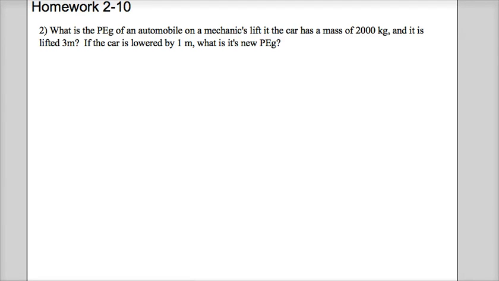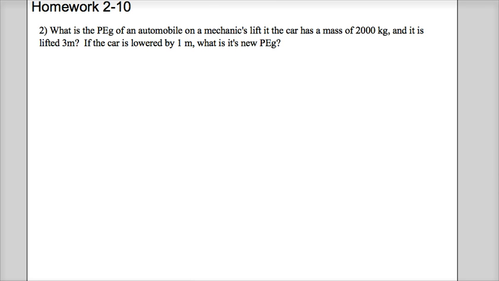This is problem number 2. Let's see. We're still working on power and work. This problem is reading: what is the potential energy as a result of gravity of an automobile on a mechanic's lift? The car has a mass of 2,000 kilograms and it's lifted 3 meters. If the car is lowered by 1 meter, what is the new potential energy as a result of gravity?